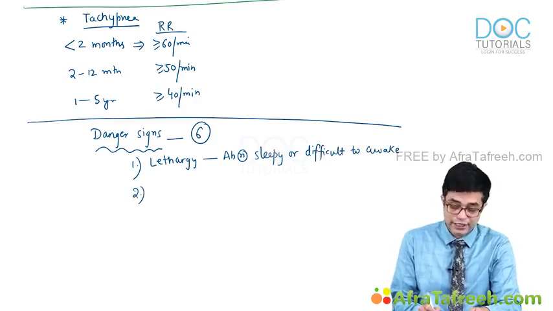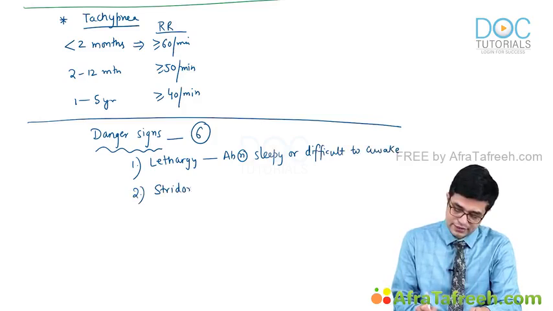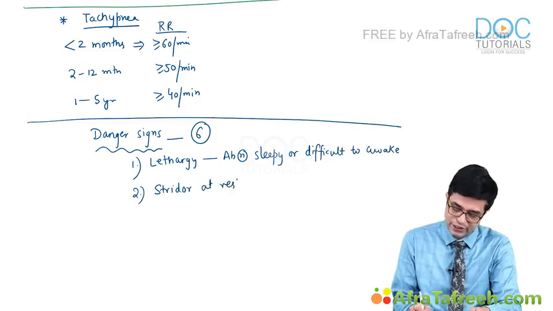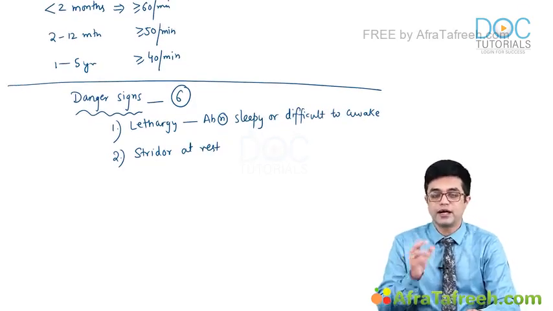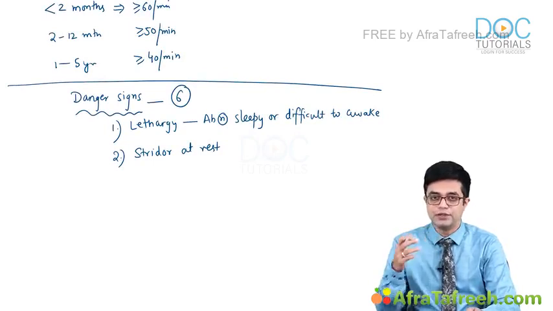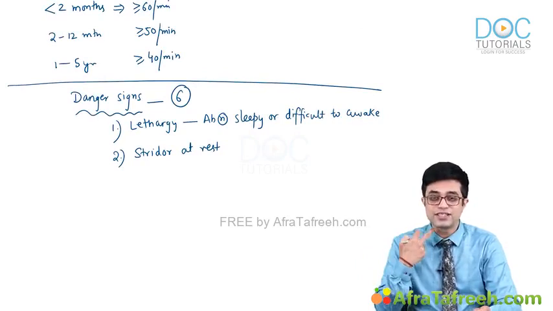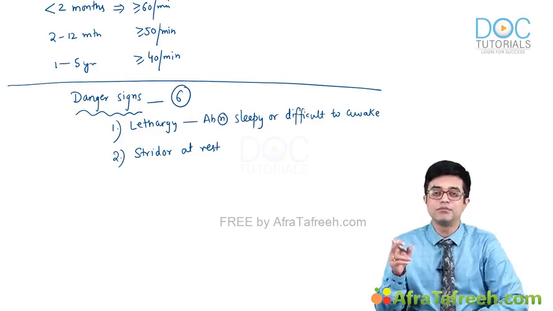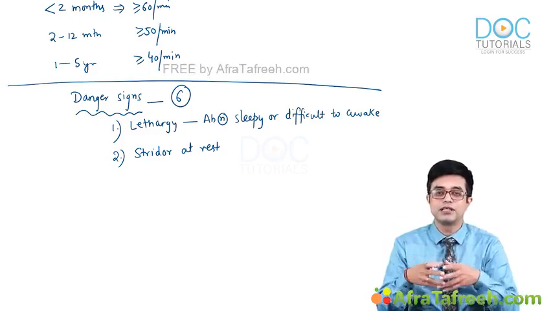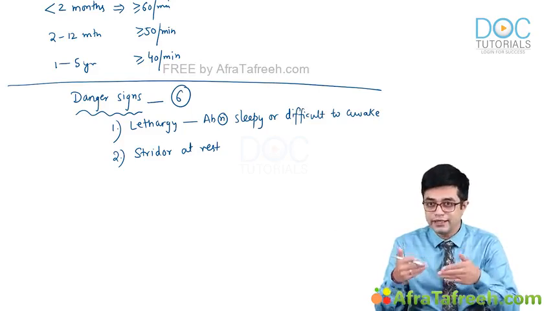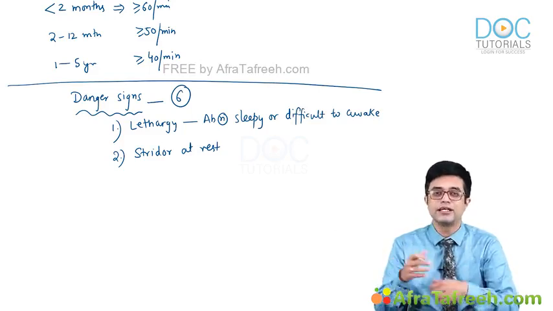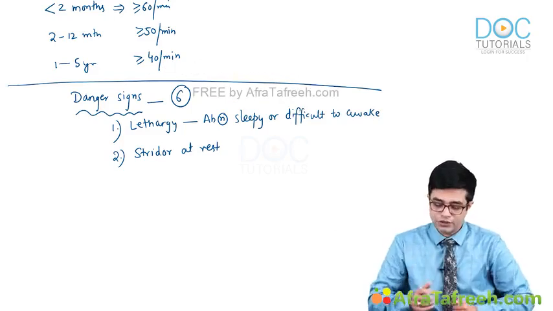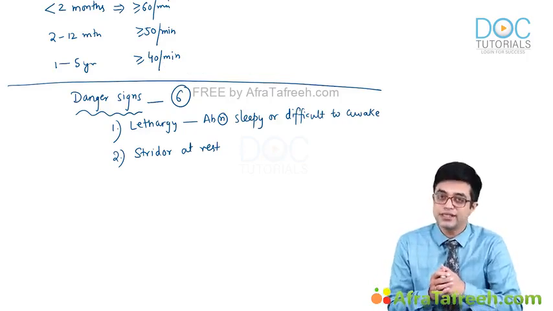Second, any child having stridor at rest, also written as stridor in a calm child. Presence of stridor indicates upper airway obstruction. Pneumonia should not have stridor; if stridor is present, it indicates a coexisting pathology, probably some infection or some obstruction happening here. This is known to be a danger sign because it can cause worsening of the symptoms and can compromise the gas exchange occurring in pneumonia, worsening the outcome. And so, stridor at rest is considered to be a danger sign.